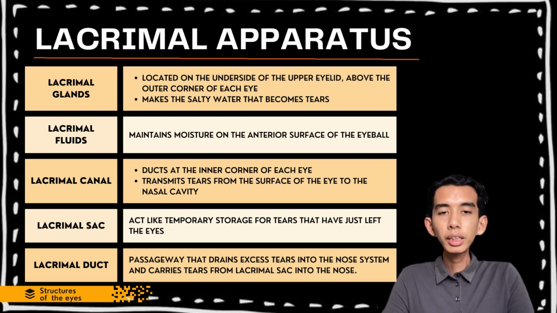4. The lacrimal sac. The lacrimal sac in the inside corner of our eyes collects tears that drain out of our eyes. They act like temporary storage for tears that have just left our eyes. They keep all the tears from constantly flooding our tear duct.